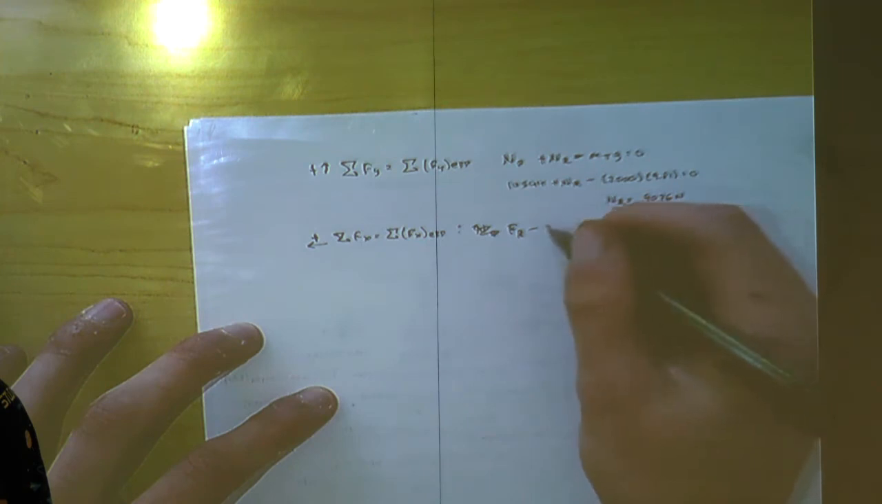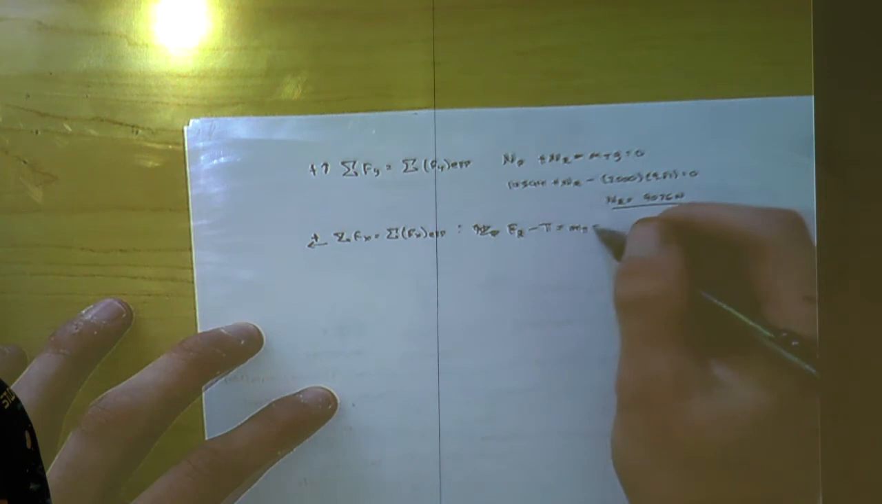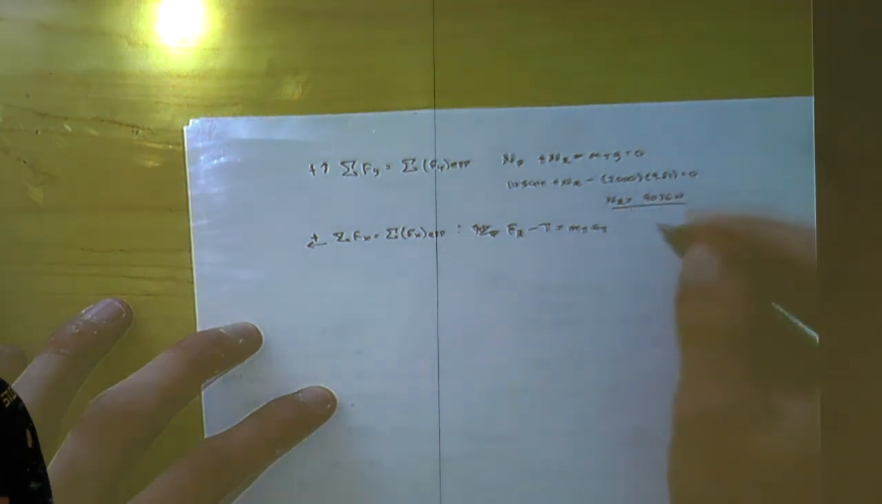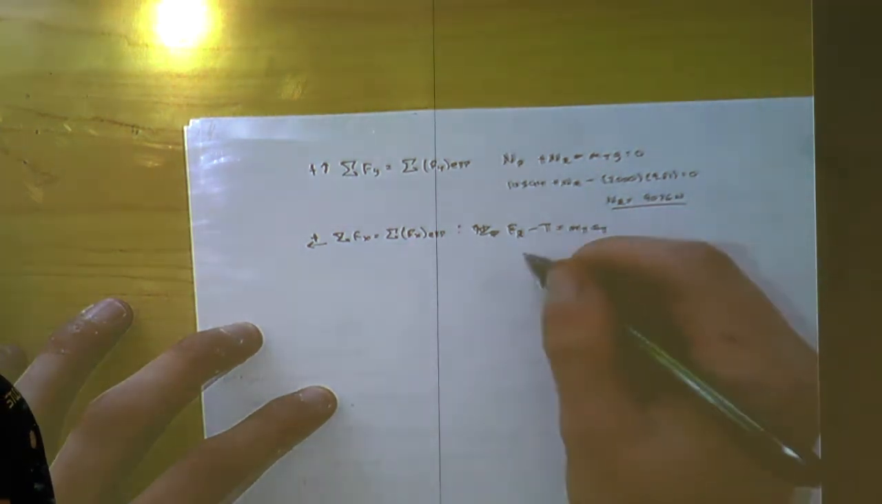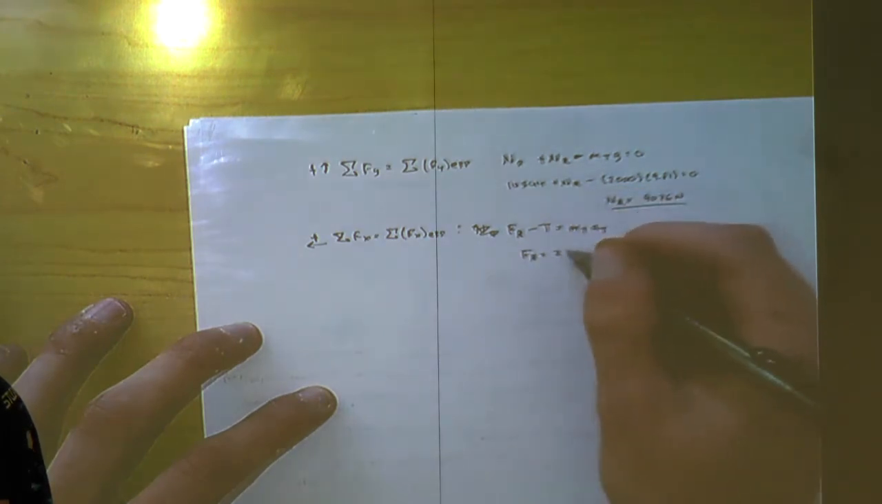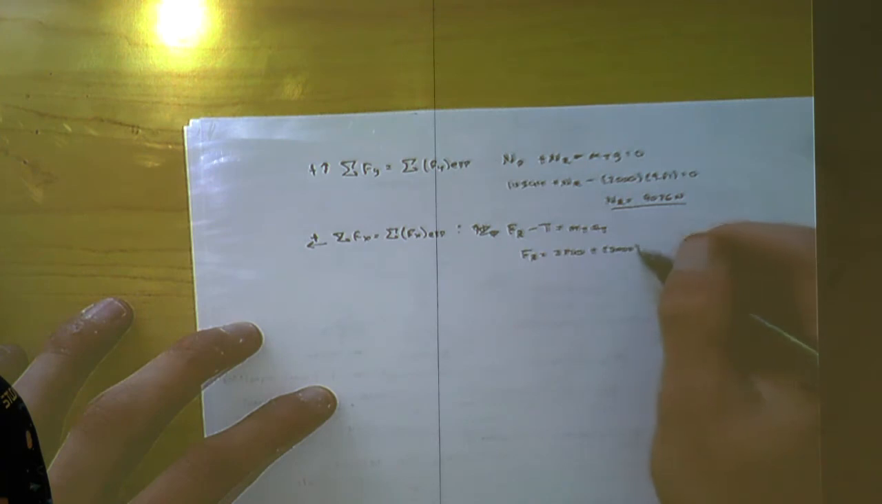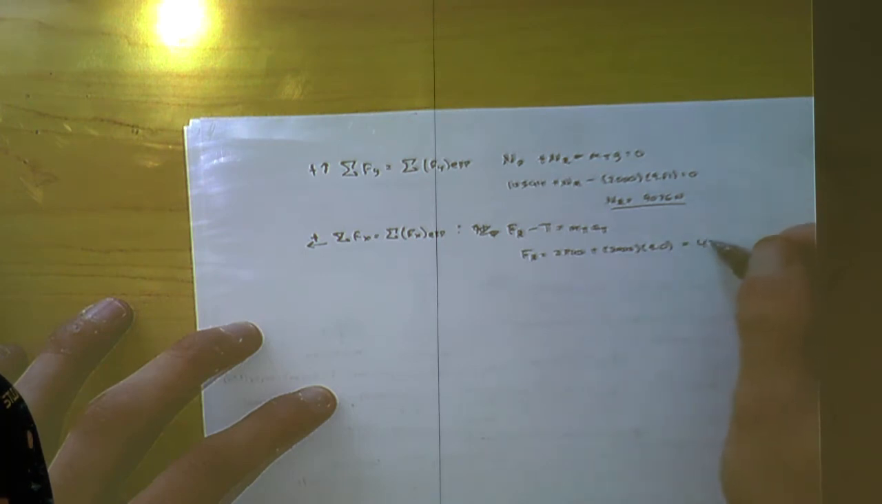Force in the rear wheel minus the tension is equal to the mass of the truck times the acceleration of the truck. Solving for that, we get FR is equal to 2,320 for the tension that we solved, plus the 2,000 kilograms times 1.0 meters per second squared. And that gives us 4,320 newtons.